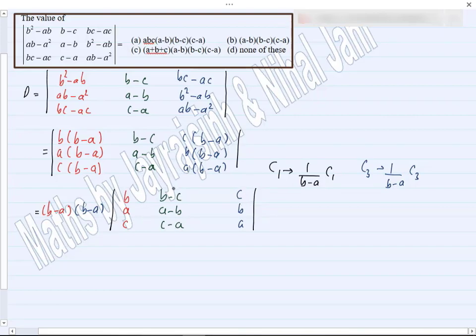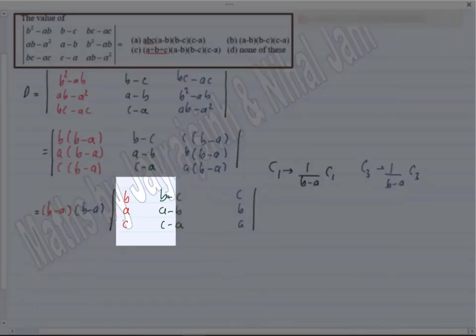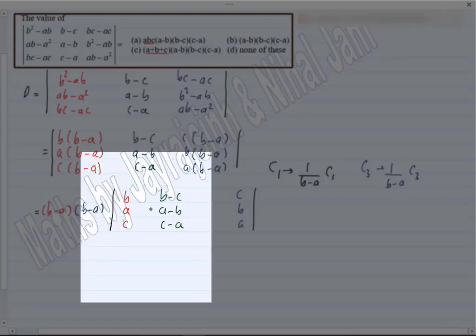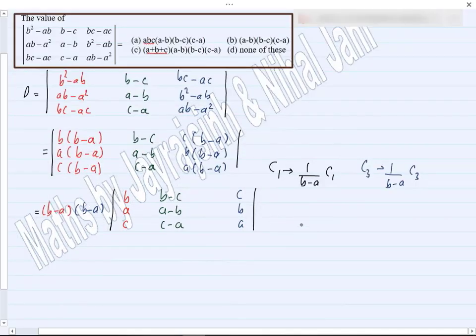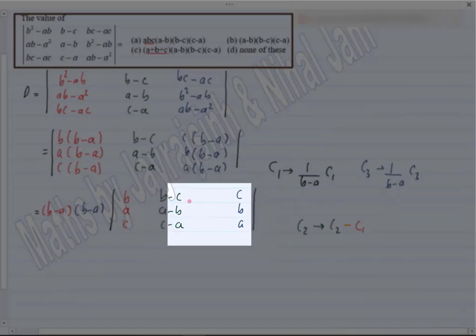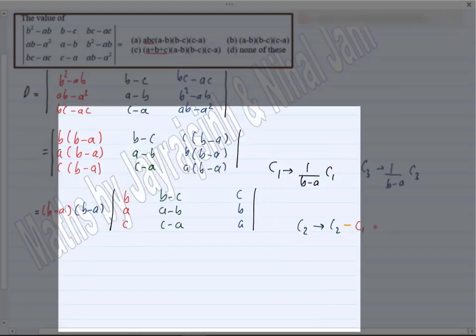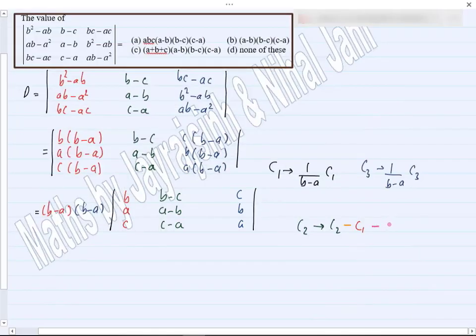Now it's time for the second column. To remove the first term of the elements of the second column, we will use the first column, or we can say, let's take C2 gives C2 minus C1, and to eliminate the second term, we have to use the third column. So let's take minus C3.